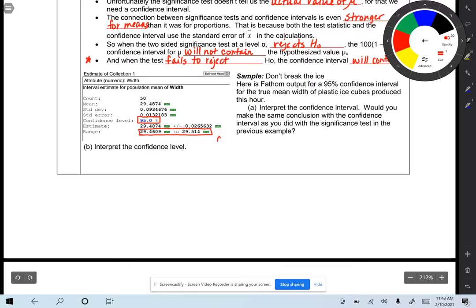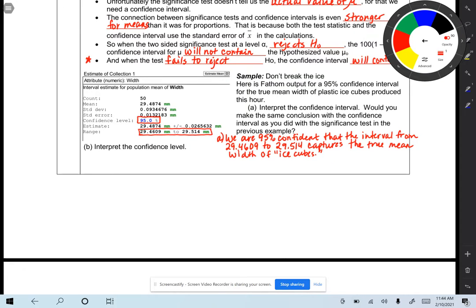So in A, we are 95% confident that the interval from 29.469 to 29.514 captures the true mean width of those ice cubes.